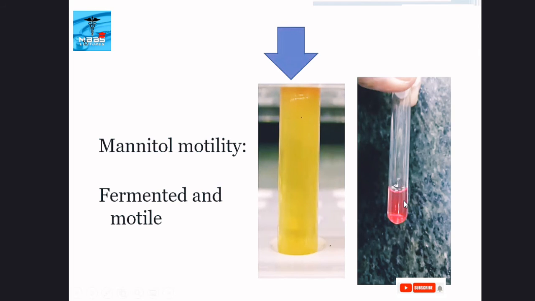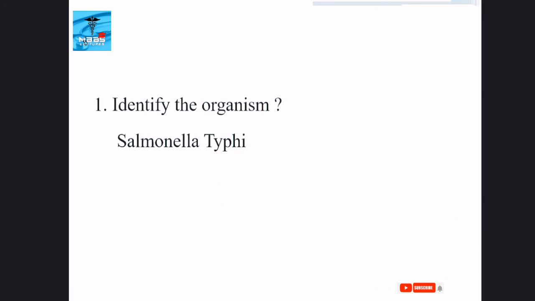Then about mannitol motility. On the right-hand side we can see the uninoculated tube, and on the left-hand side the inoculated tube. So the organism is mannitol fermented due to the yellow color, and it is motile due to absence of a central streak line. So it is mannitol fermented and motile. With this we identify the organism as Salmonella typhi. So from the biochemical findings and cultural characteristics we identify the organism as Salmonella typhi.